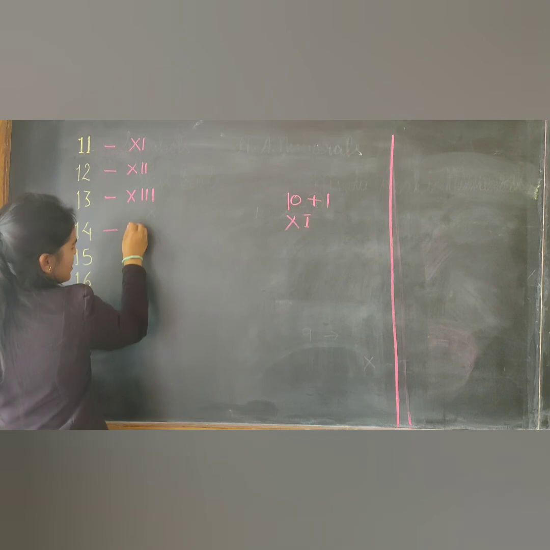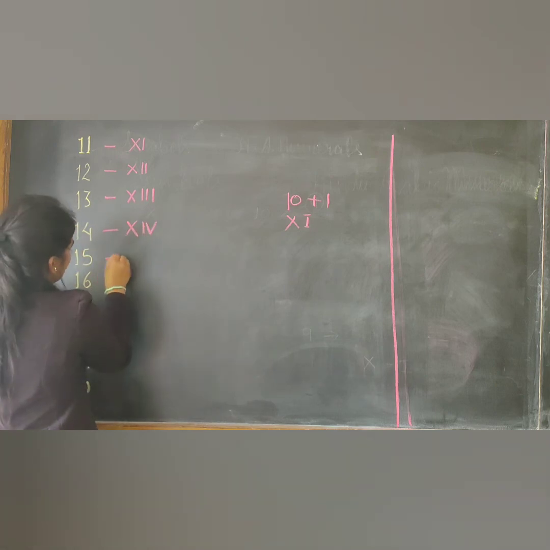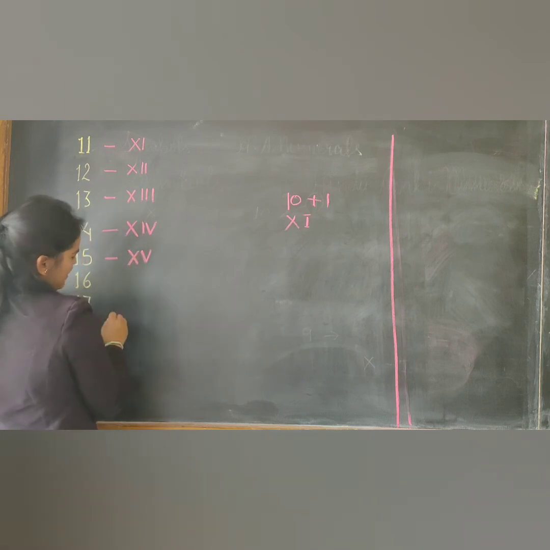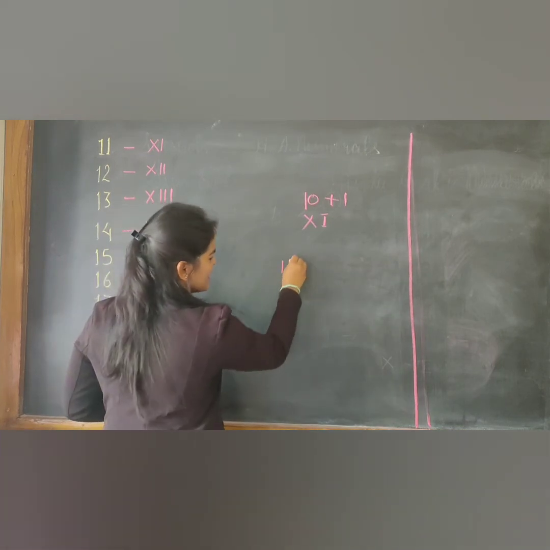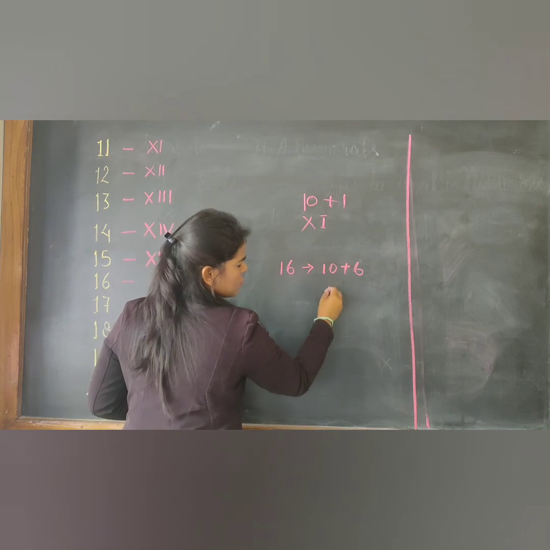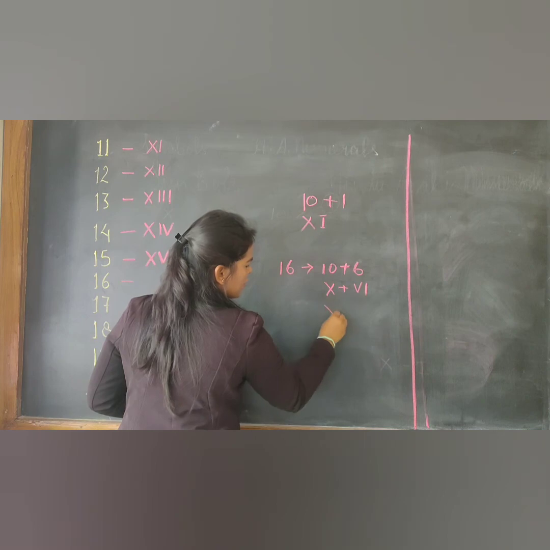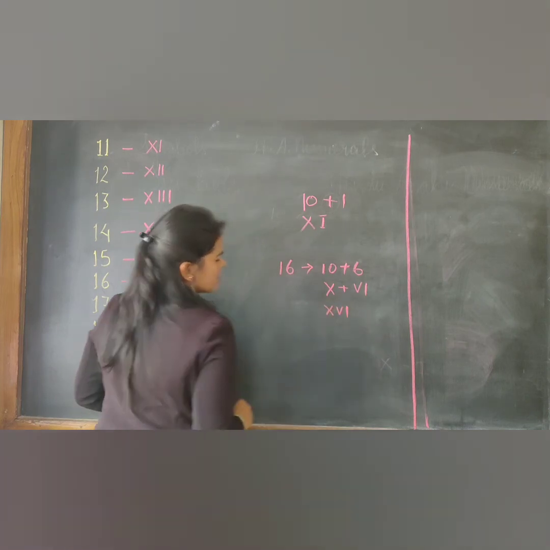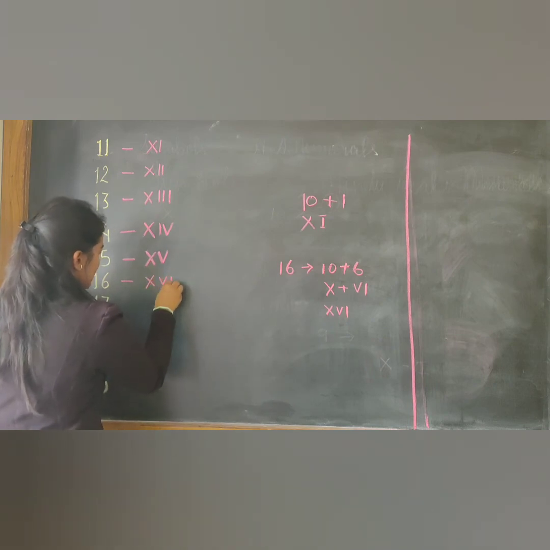Now for 14, we know that 10 plus 4. For 10, X, and for 4, IV. Then for 15, 10 plus 5. So for 10, X, and for 5, V. After that, 16. Now students, 16 can be written like this, 10 plus 6. Now we know that for 10 we use X, and for 6 we use VI. So this becomes XVI. So XVI is 16.